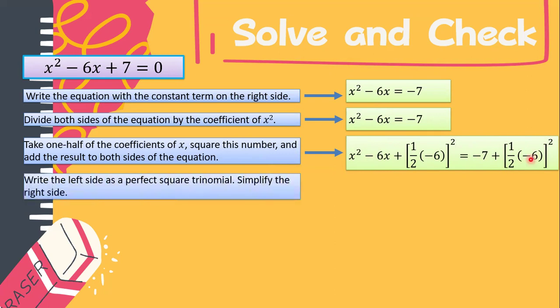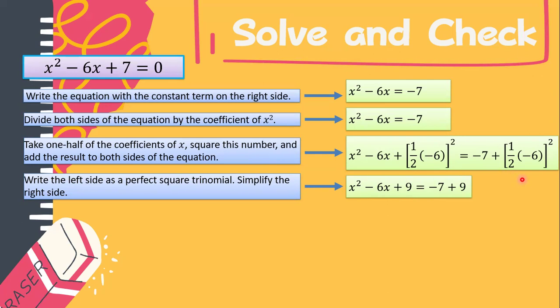Next, write the left side as a perfect square trinomial and simplify the right side. Here, 1/2 of negative 6 is negative 3, and if you square that, that is 9. The same thing with this one, that is 9. So we now have x squared minus 6x plus 9 is equal to negative 7 plus 9.